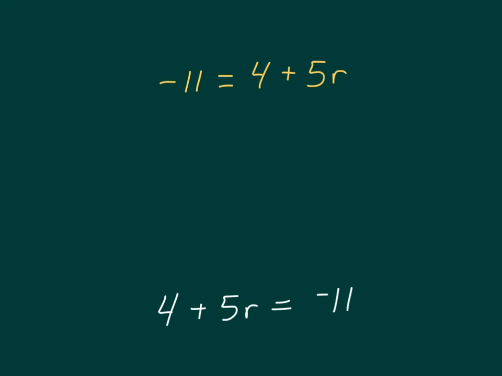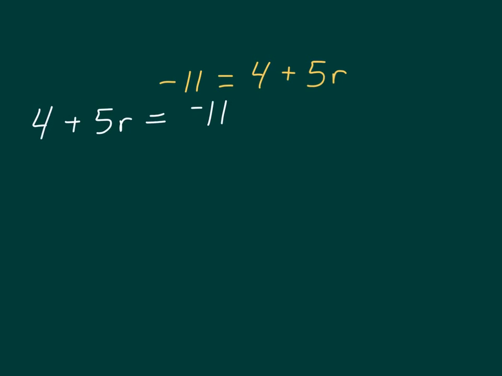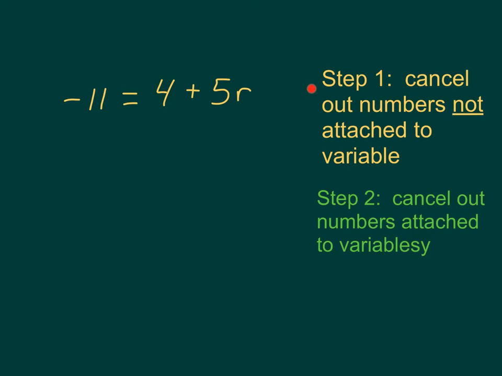Let's take a look now at solving a two-step equation where the variable's on the right side. Now here's something I want to make you aware of. If we take a look at these two problems, sometimes people get confused because they say, oh, the variable now is on the right side. These two problems are exactly the same. I have 4 plus 5r on one side and negative 11 on the other side. All I've done is flip them around. The top one says negative 11 is the same as 4 plus 5r. This one says 4 plus 5r is the same as negative 11. Exactly the same.